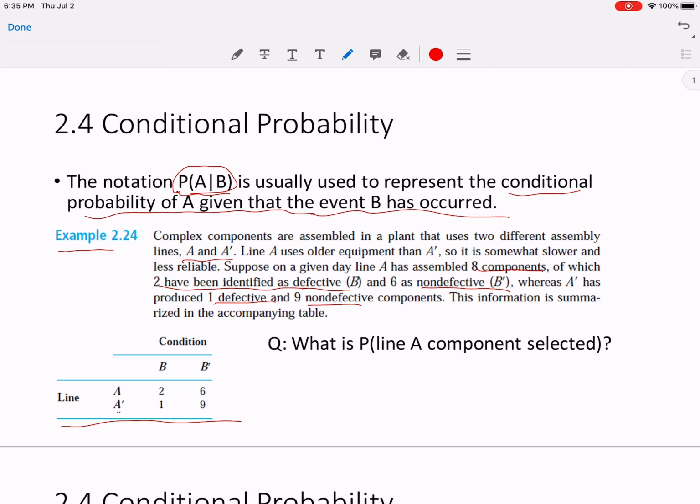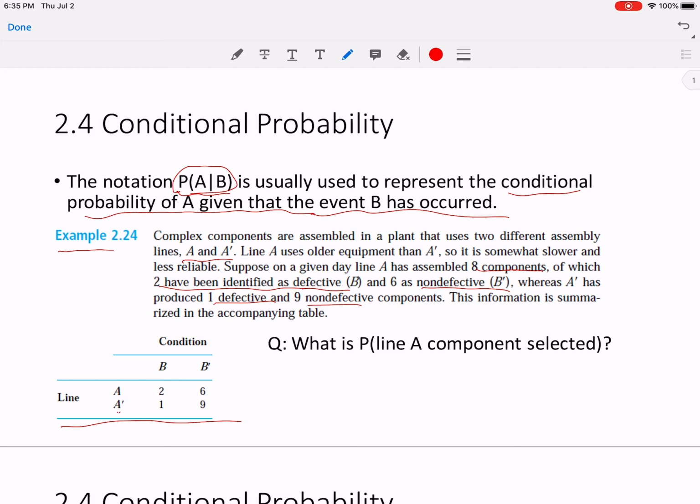So the question over here is asking, what is the probability of a line A component selected? Based on what we learned before, if we want to find the probability, we have to apply the formula. The probability of A is equal to the possible outcomes in the event A divided by the total. Same thing here. If we want to find the probability that a line A component is selected, first let's see how many components are coming from line A. So we look at this row here for line A, and we get 8 of them in total.